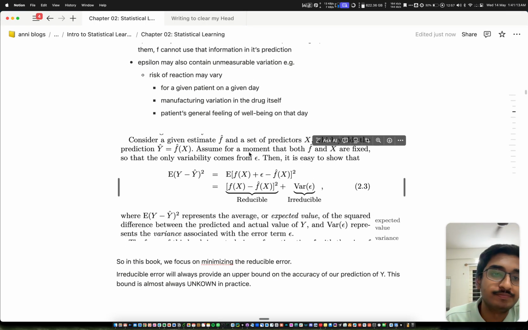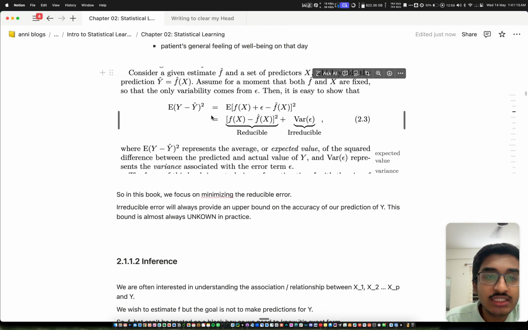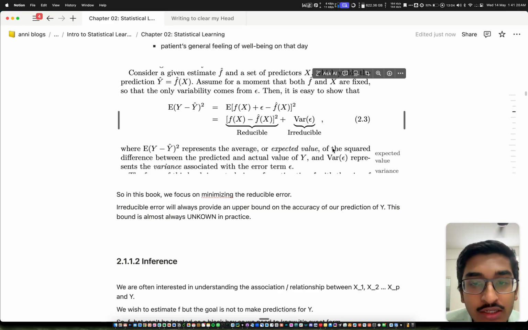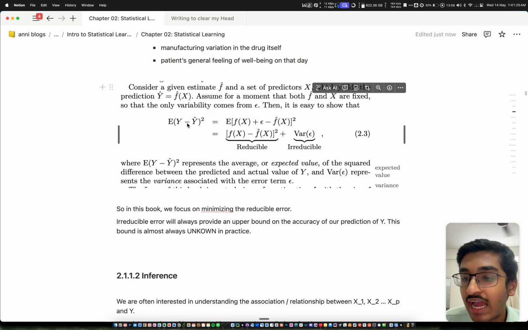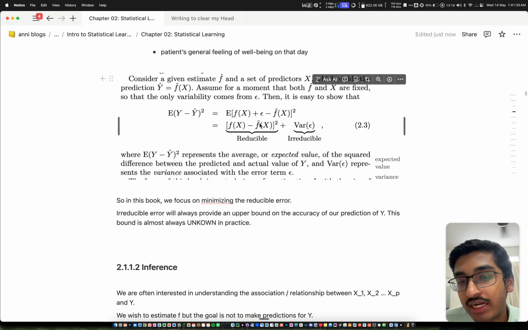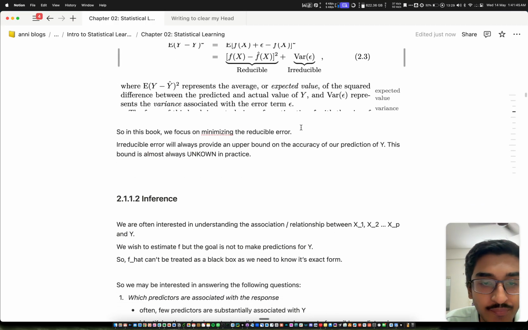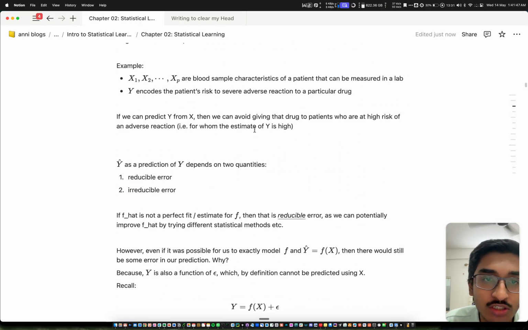So this is essentially it, where the expected value of (y minus y hat) squared is the expected value of the squared difference between the predicted and actual value of y. It's basically the average; that is what expected value is in statistical terms. And this is how it's broken down into reducible and irreducible. Even if you get f hat, the prediction of the function, to exactly match f of x, the true relationship of the data, there's still some irreducible error, which is the variance of epsilon, right? So that was prediction.